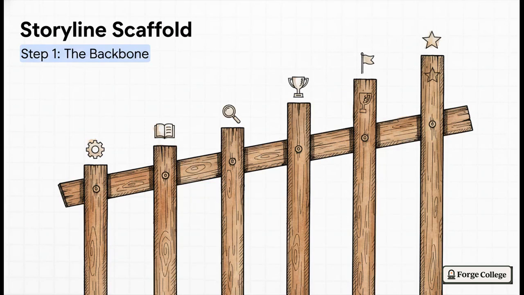First up is the backbone. These are the main vertical supports of your whole scaffold. It's simply those 5 to 8 key milestone claims you selected, all arranged in chronological order. This forms the fundamental structure, the spine, of your entire story.